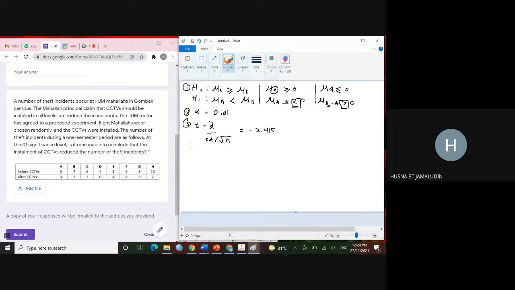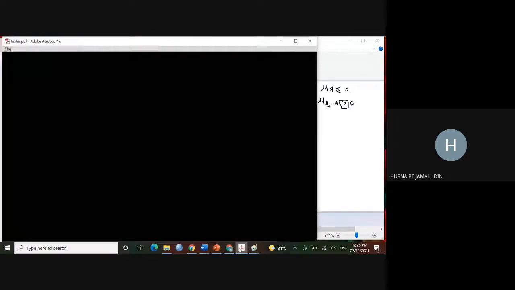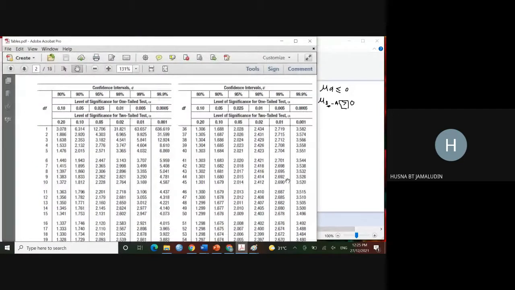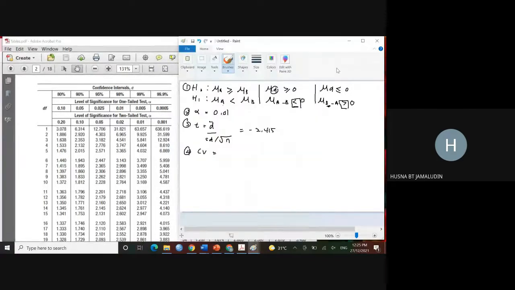And then this is number 3. Number 4, your CV. So how to compute the CV? Can anyone tell me? You have to refer to the t table. How to look at it? One tail test. Alpha 0.01. Degrees of freedom 7.